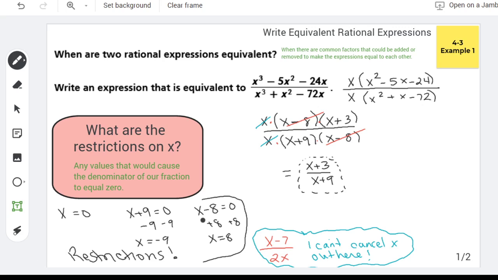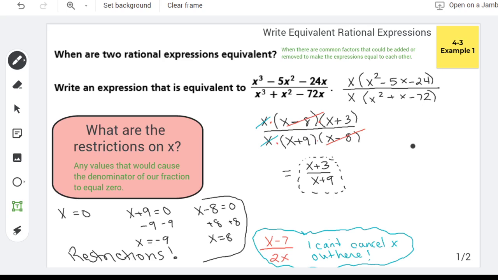Now those restrictions to 0, 0, negative 9, and 8, you notice that those restrictions seem like they would have gone away. So when I'm looking for those restrictions, I can't do it based off of my final expression here. I need to make sure that I do the restrictions based off the original expression before anything's canceled out.